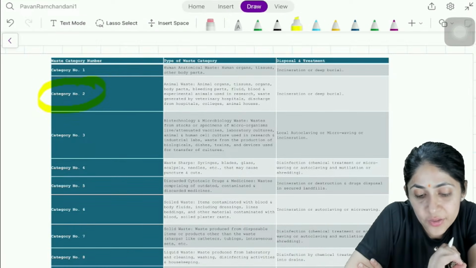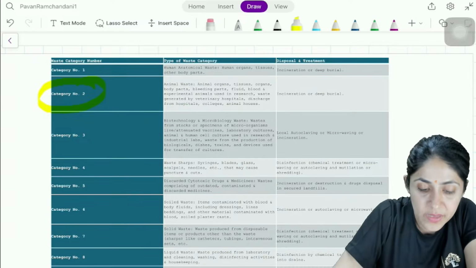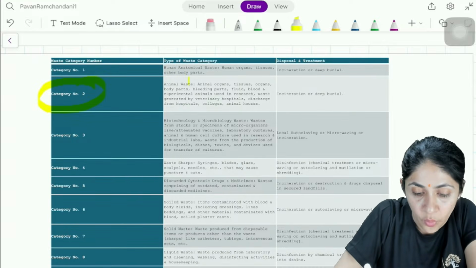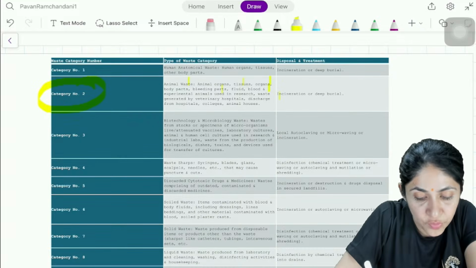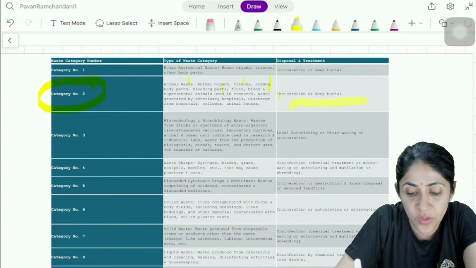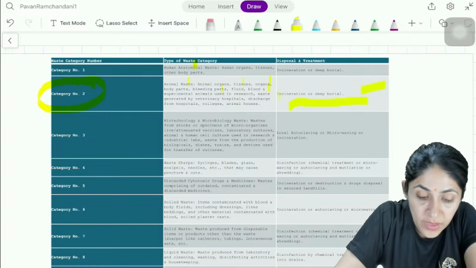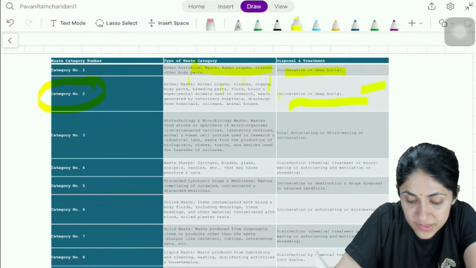What does category 2 indicate? That is basically animal waste: the organs, tissues, body parts, bleeding parts, any animals used in research, waste generated by veterinary hospitals, discharged from hospitals. All this is category 2. This is incinerated. Human anatomical waste is also incinerated.